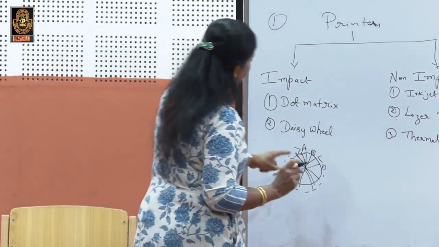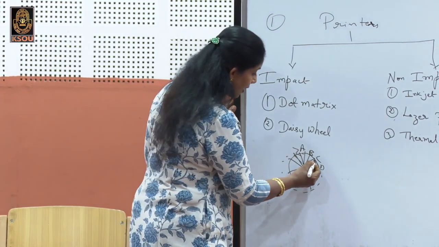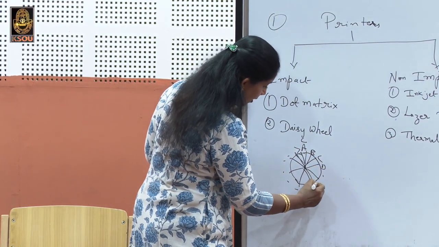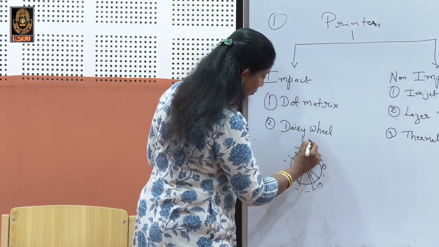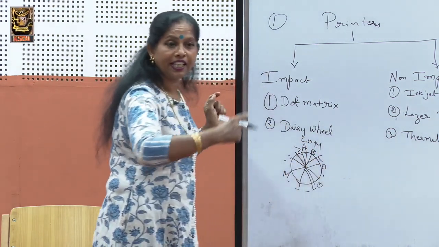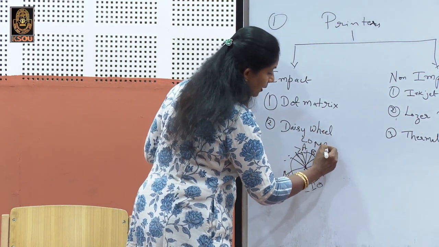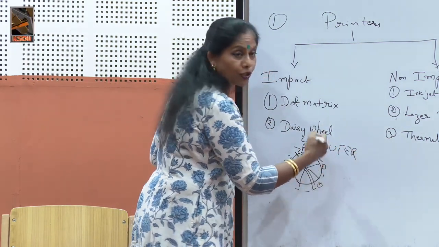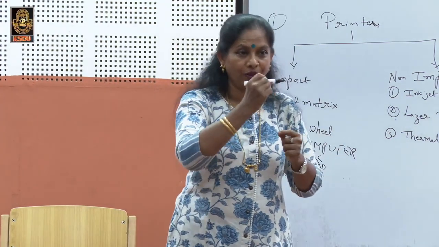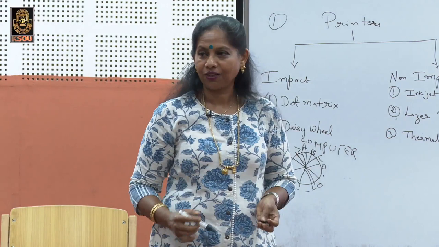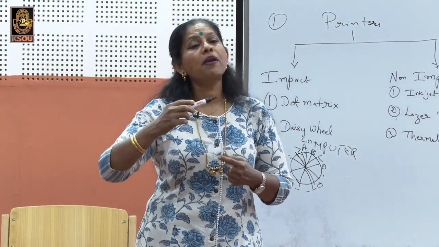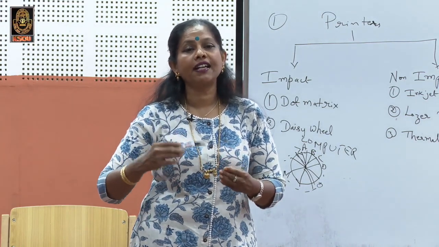So if you want to print "computer", C is here, so the wheel has to rotate and C has to come here. Then O is somewhere else, so it will come here and print O. Somewhere M is here. Like this, it has to rotate each time and come and print here. See how much time it takes to print "computer". So many rotations: for one letter, rotate once; for the second letter, rotate once, like that. Whatever data you want to print, that many times the wheel gets rotated.